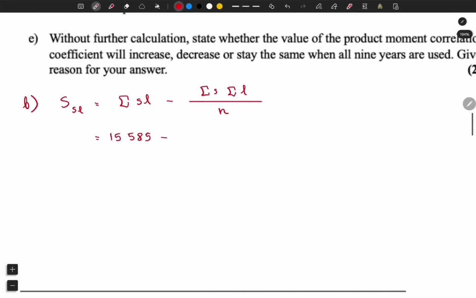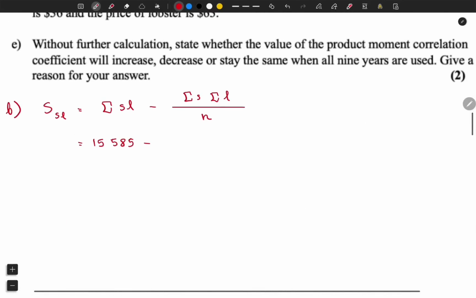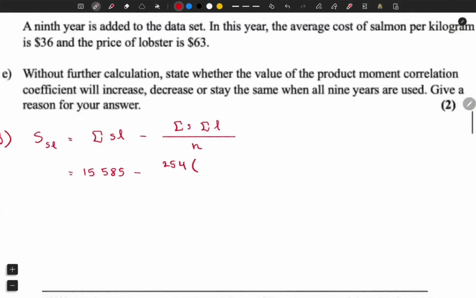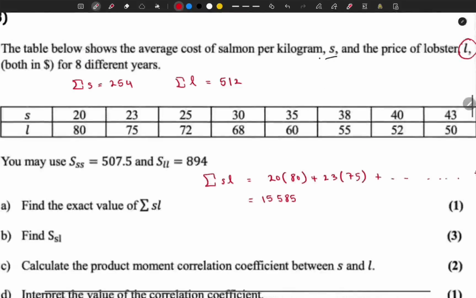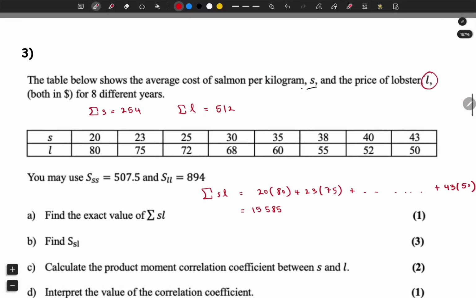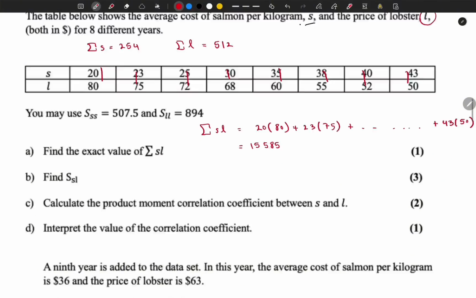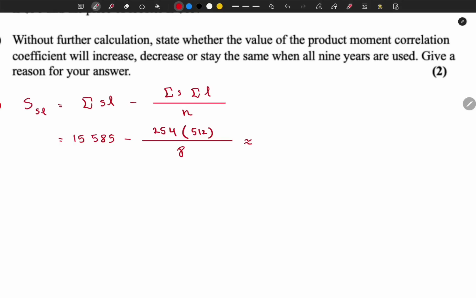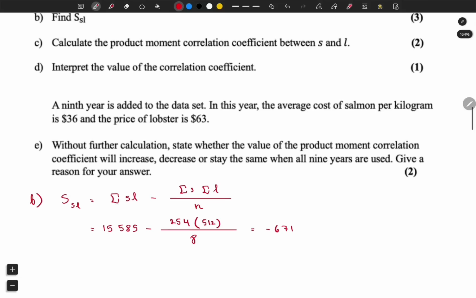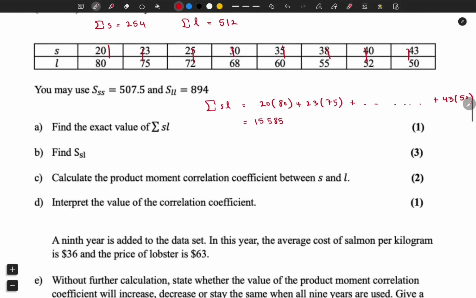Now we can substitute each of the values, so that the summation of S is 254 and the summation of L is 512. And the value of n is basically the number of data sets. So we have 1, 2, 3, 4, 5, 6, 7, 8 data sets. So 8 is the frequency, which is the value of n. So this will be equal to negative 671. So this is the summary statistic of SL.